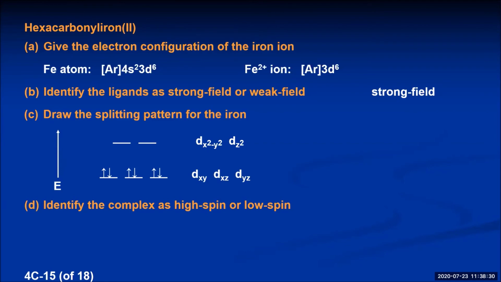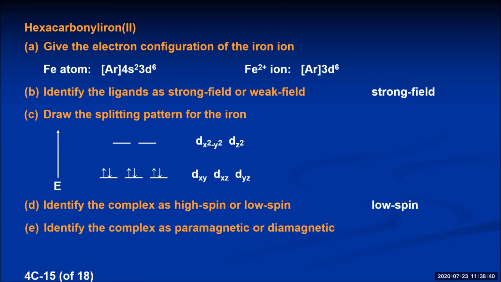Is it high spin or low spin? Because all the electrons are filling in the low orbitals, you have minimized the number of unpaired electrons, so there aren't any of them in this case. It's low spin. Is it paramagnetic or diamagnetic? Because there are no unpaired electrons, this would be a diamagnetic complex.